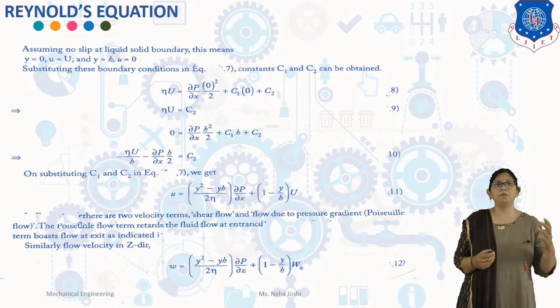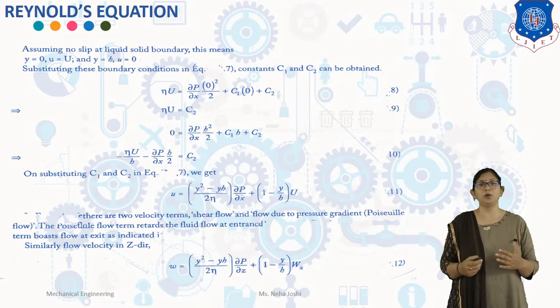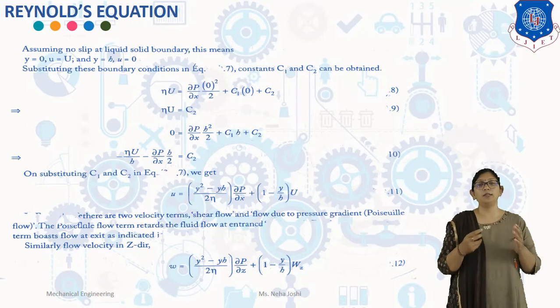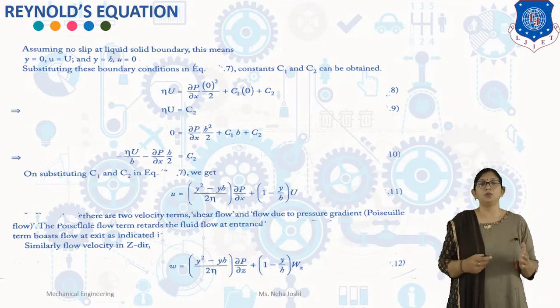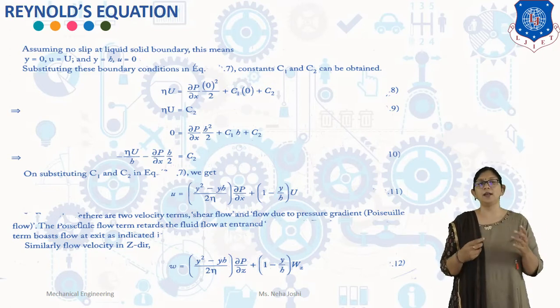Now, by putting this boundary condition, eta U is equal to del p by del x into 0 square divided by 2 plus c1 into 0 plus c2. So, eta U is equal to c2. Or, at y equal to h, 0 is equal to del p by del x, h square by 2 plus c1 h plus c2. So, c2 is equal to minus eta U divided by h minus del p by del x h by 2, which is equal to c2. So we can get the value of c2.